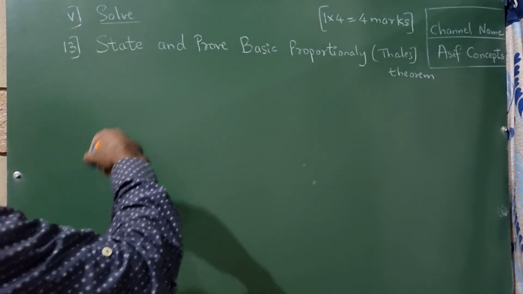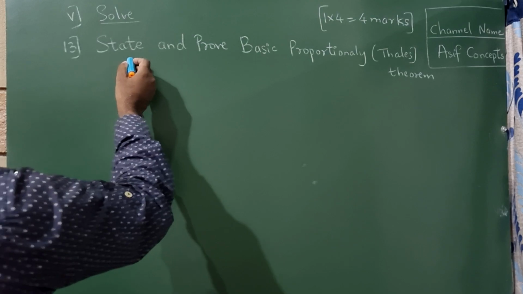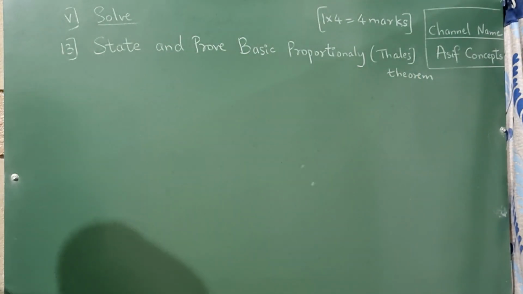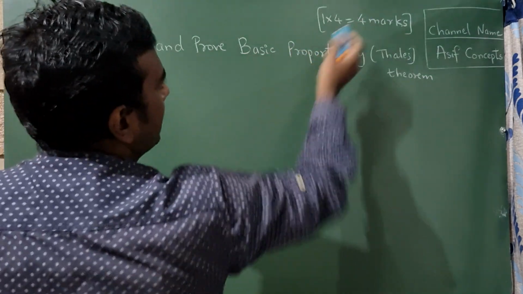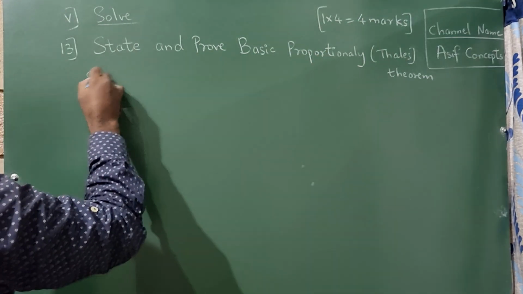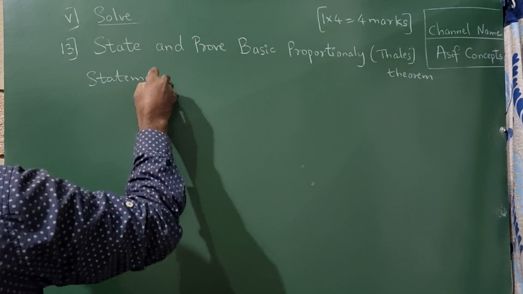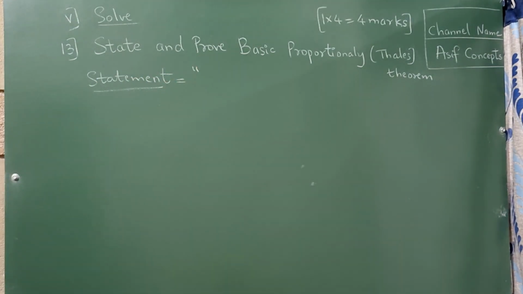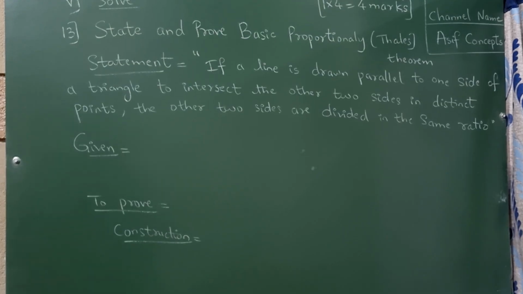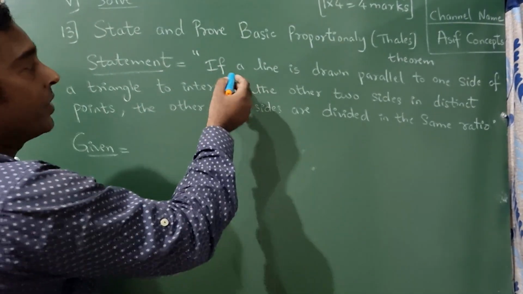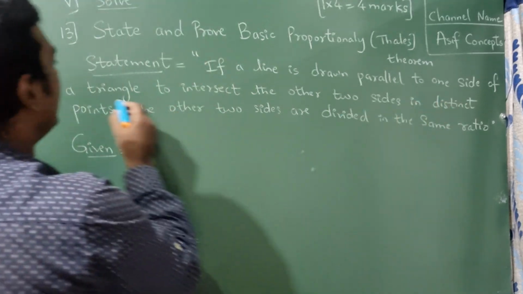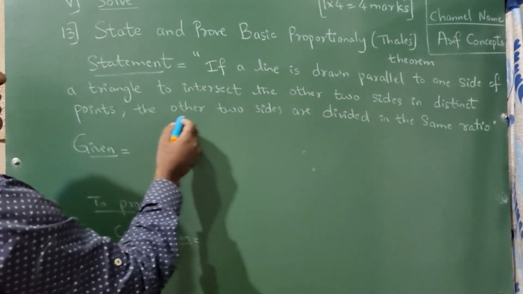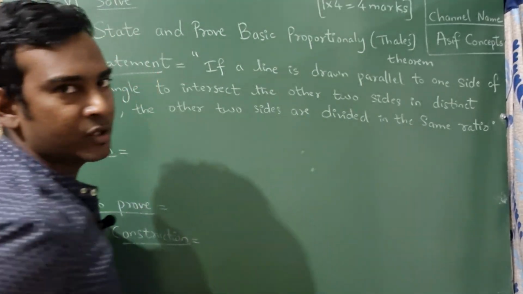Now, fifth main, solve 13th question, that is state and prove the basic proportionality theorem, also called Thales's theorem. To write this, there are 4 marks. First, you need to write the statement. Now, the statement is, if a line is drawn parallel to one side of a triangle to intersect the other two sides in distinct points, the other two sides are divided in the same ratio.